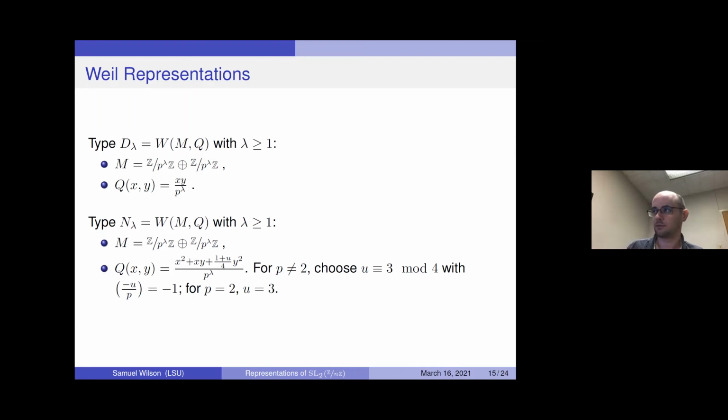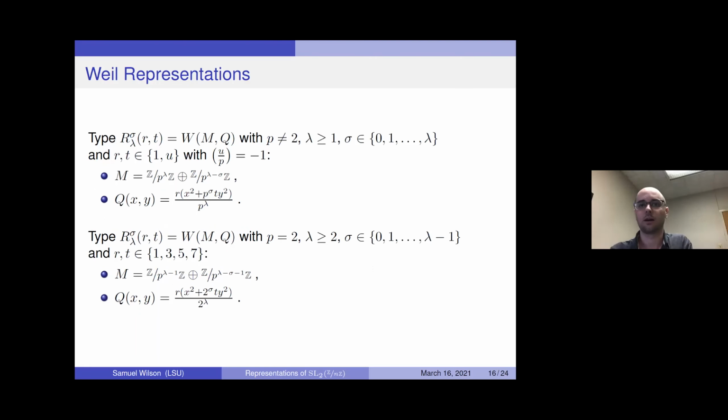And then, those two types are relatively simple and uniform in how they behave. The third type is type R, which unfortunately is a little bit more complicated. So type R lambda sigma, in this case, our module is Z mod P lambda Z plus Z mod P lambda minus sigma Z. So it's not symmetrical. We have two different sizes for the coordinates. And in this case, the quadratic form is R times x squared plus P sigma T y squared. Okay. And in this case, we have slightly different behavior if we choose P equals 2. So in that case, we get a different set of modules. And in that case, it's far more likely that we'll get unusual cases where we need to split our subrepresentations further or take tensor products or things like that. So there are lots of small cases for our lambda sigma with P equals 2.